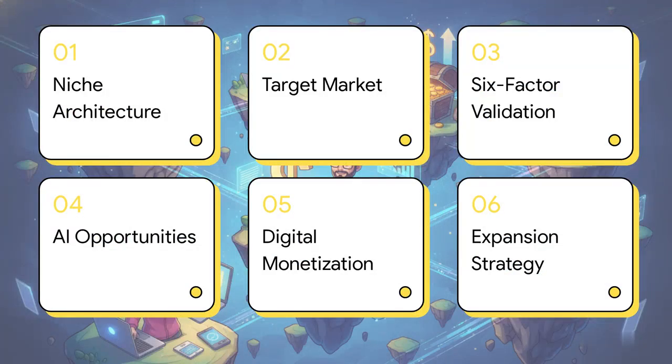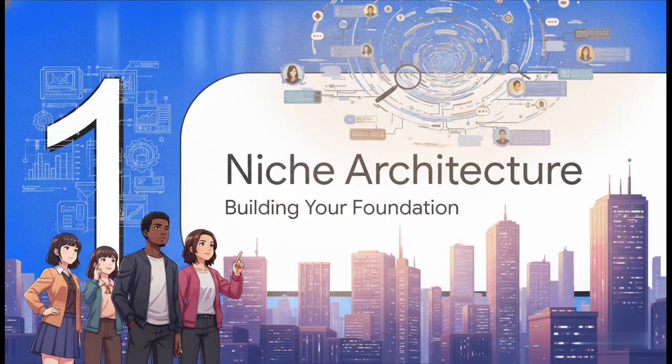Here's the masterclass roadmap we're following for this note today. We'll cover the architecture of a profitable niche, discovering your target market, the 6-factor validation system, future-ready AI niche opportunities, mapping your digital monetization, and finally, the niche expansion strategy. Let's kick things off with part 1, the architecture of a profitable niche and building your foundation.